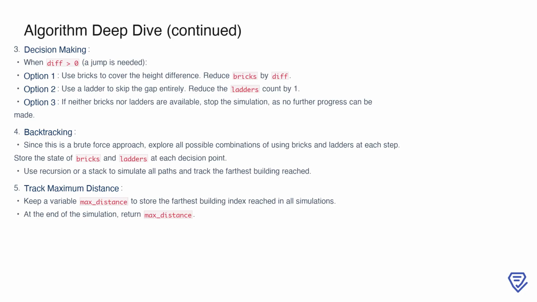To do this, we rely on recursion or a stack to simulate all potential paths. At each decision point, we store the current state of our resources, how many bricks and ladders remain, and backtrack as necessary to explore alternate paths. Throughout this process, we maintain a variable called max_distance, which keeps track of the farthest building index we've reached across all simulations. Once all possible paths have been explored, the value of max_distance represents our final result.